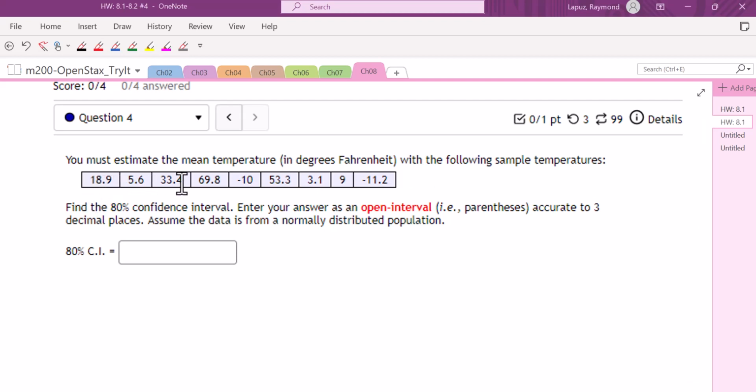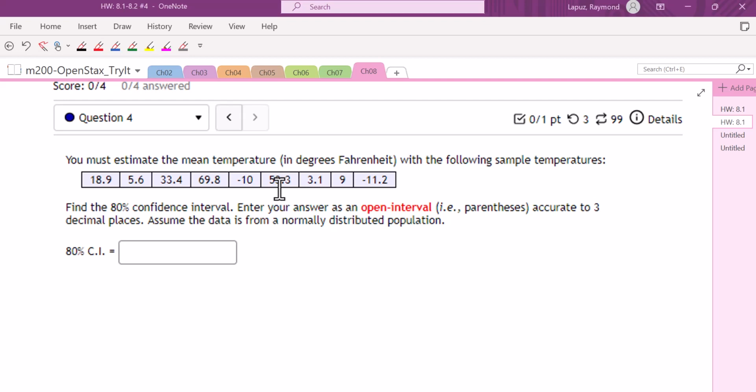So we have a sample of temperatures, and they range from 18, you got 5.6, and there's a -10, a 3.19, oh, there's a 53. So this is pretty wild, it has a large deviation, it looks like. So our standard deviation will be quite large, which means our confidence interval will probably be quite large also.